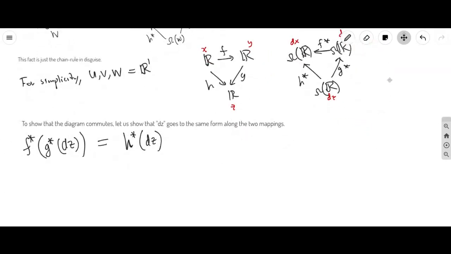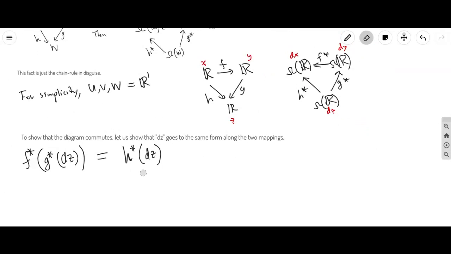So how do you do this? Well, here's basically the way that this works. How do you calculate on a heuristic level? How do you calculate, let's say, h star of dz? So you're now thinking of z as a function of x. You have this mapping over here, and what you basically want to say is this is the derivative operator applied to h, because it's the z component.